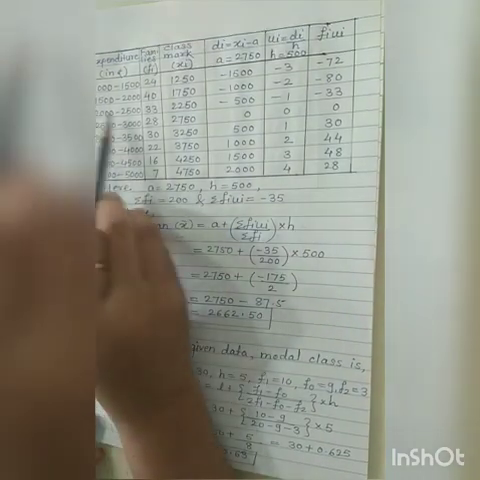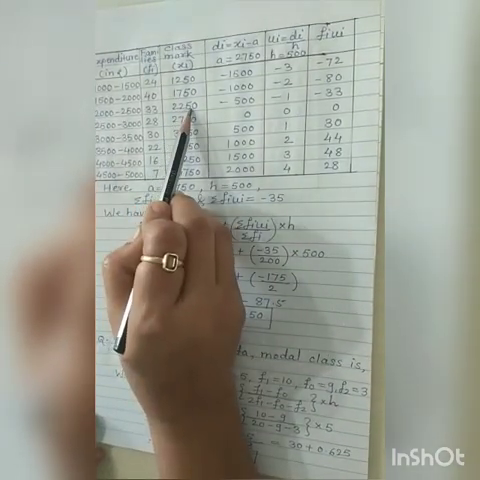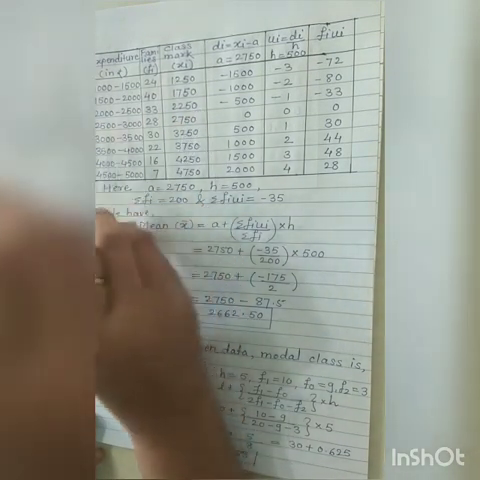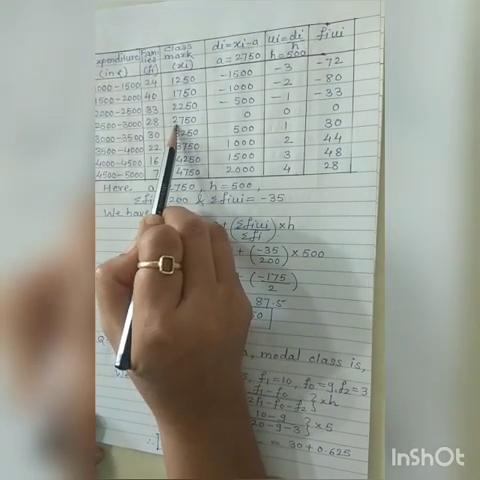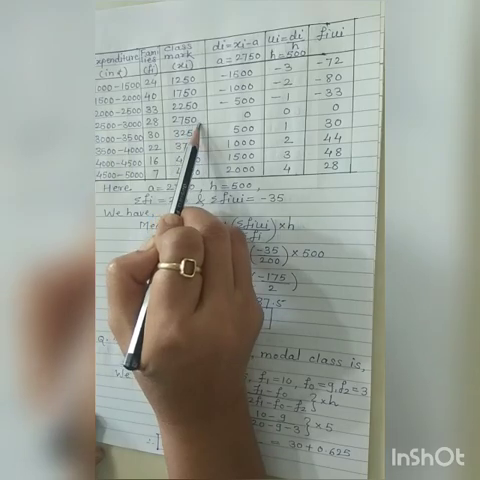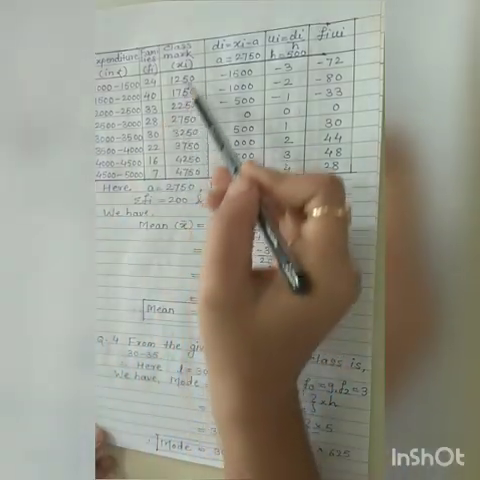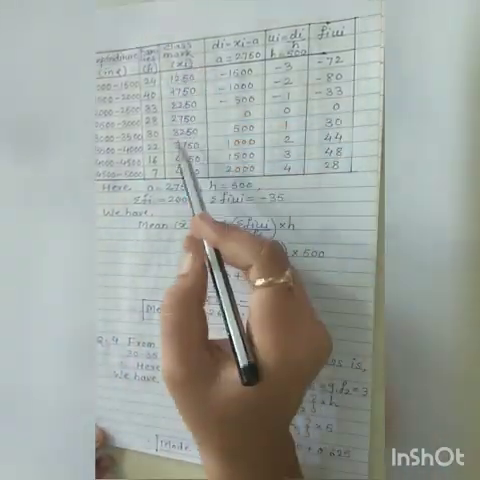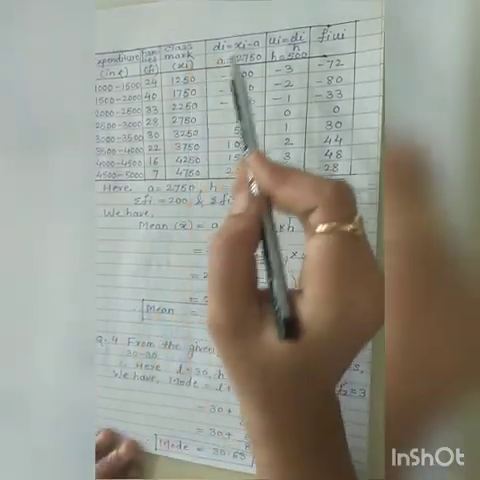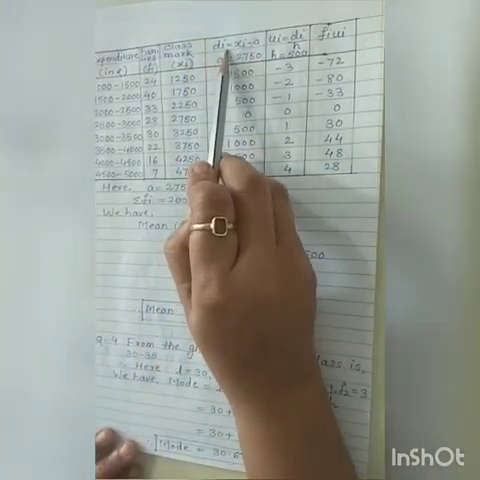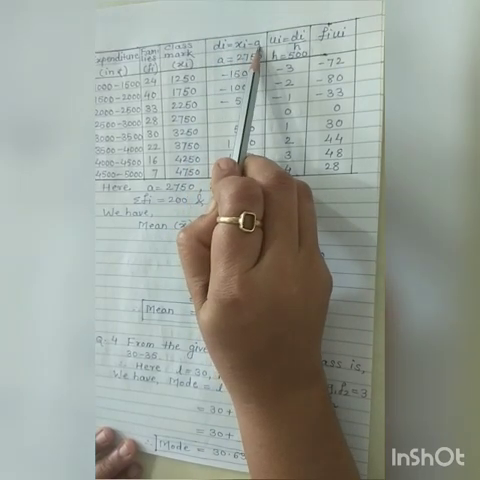So after 2000, 2250 is the class mark. After 2500, 2750 is the class mark. So we can write the class marks for the next class intervals like this. Now we have to find in the next column the values of di. di is equal to xi minus A.